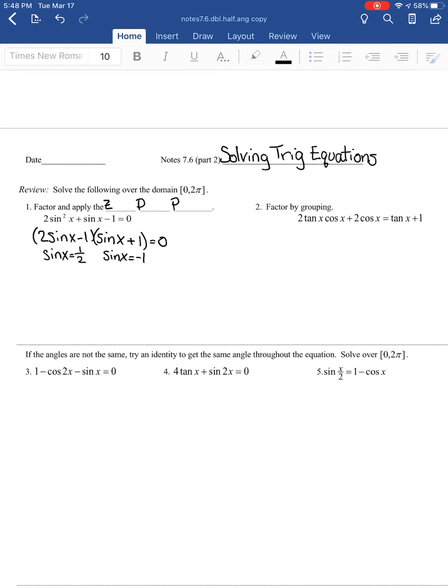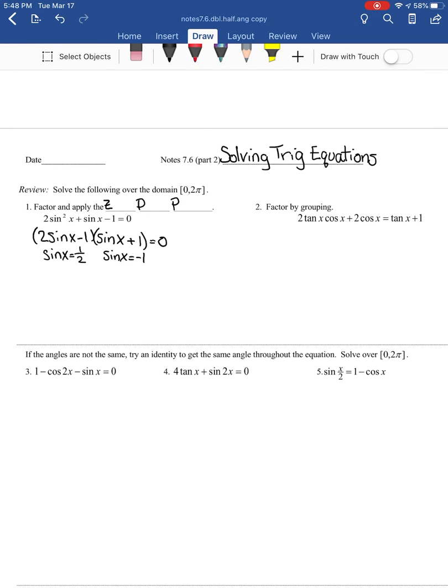Strategy number 1, factor and apply the ZPP. If you don't remember what the ZPP means, zero product property. So something like number 1, when you see 2 sine squared x plus sine x minus 1, you should be able to factor this at this point into 2 sine x minus 1 times sine x plus 1 equals 0. By the ZPP, either the first thing equals 0 or the second thing equals 0, meaning that we have either sine x equals 1/2 or sine x equals -1.